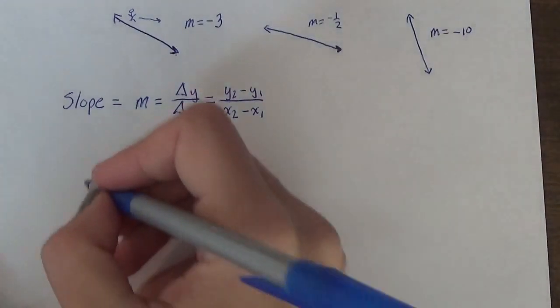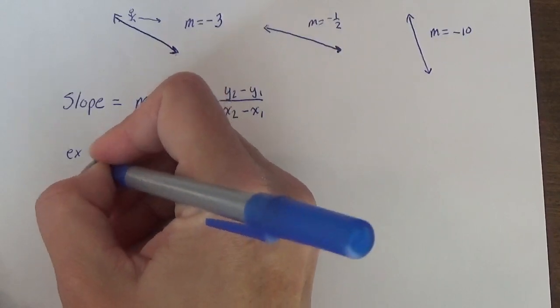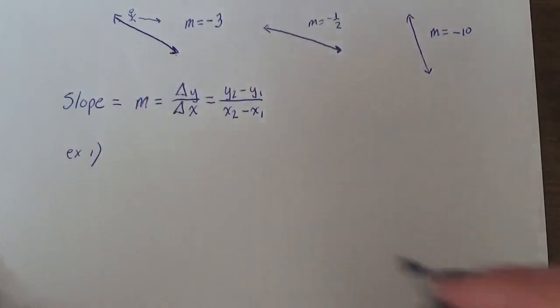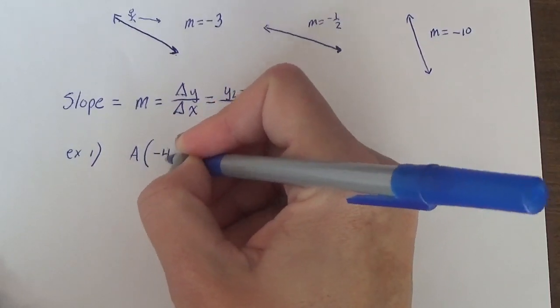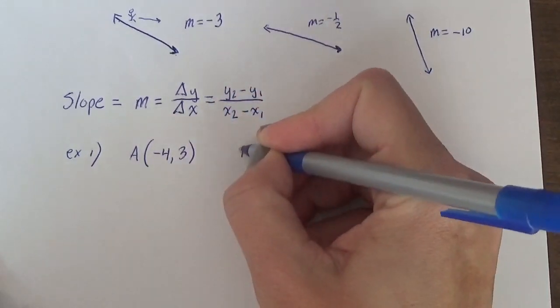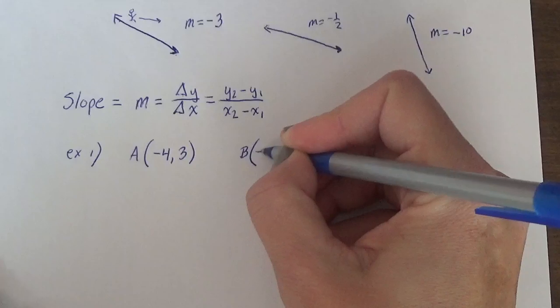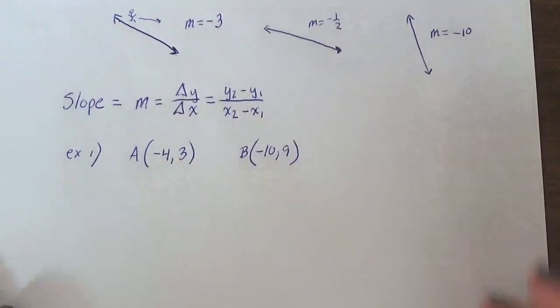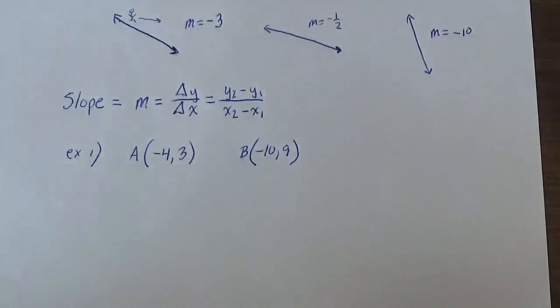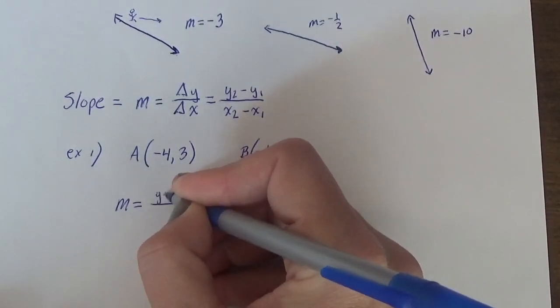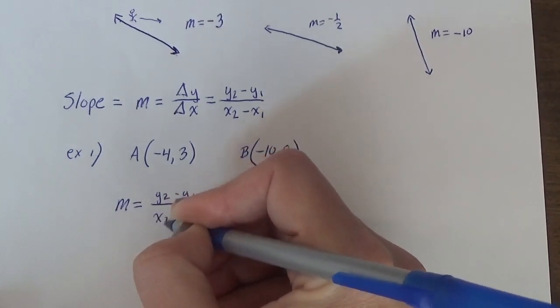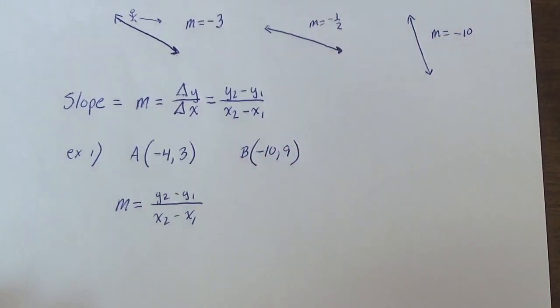Here's what I mean. So an example. They're going to ask you to find the slope between 2 points. So let's say point A is negative 4 comma 3 and point B is negative 10 comma 9. If I ask you to find the slope between those two points, what you're going to do is start with that formula, just like that.